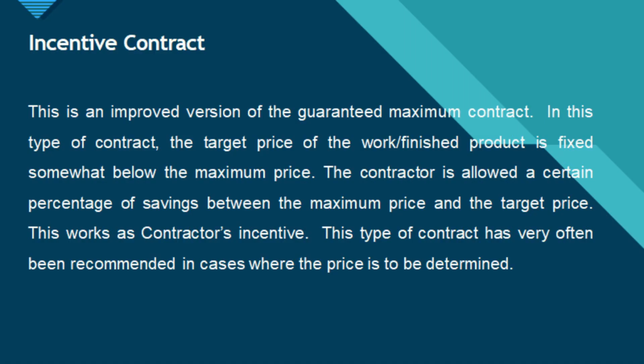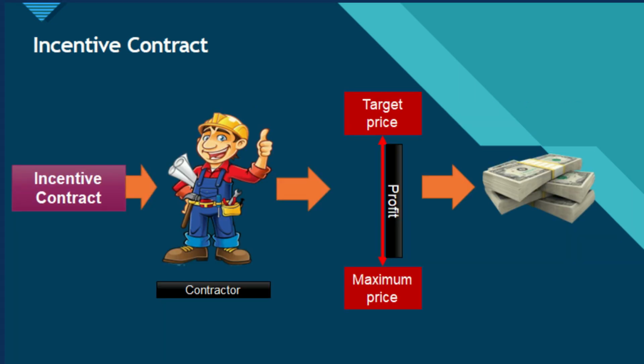Incentive contract. It's an improved version of maximum price contract. In incentive contract, the target price of work, finished product, is fixed somewhat below the maximum price. The contractor is allowed a certain percentage of savings between the maximum price and the target price. This works as contractor's incentive.